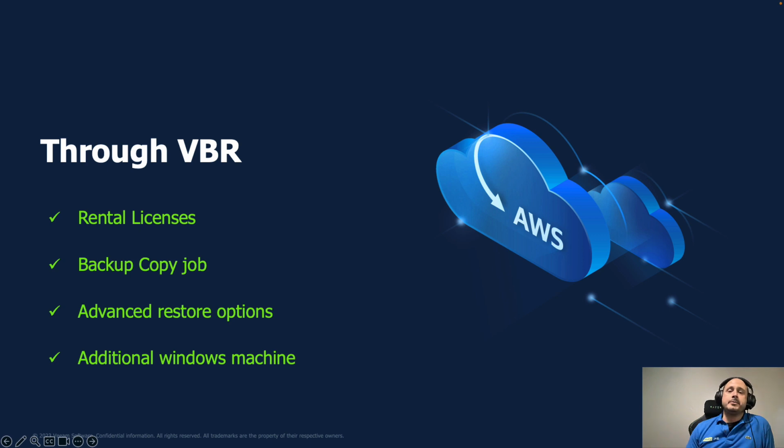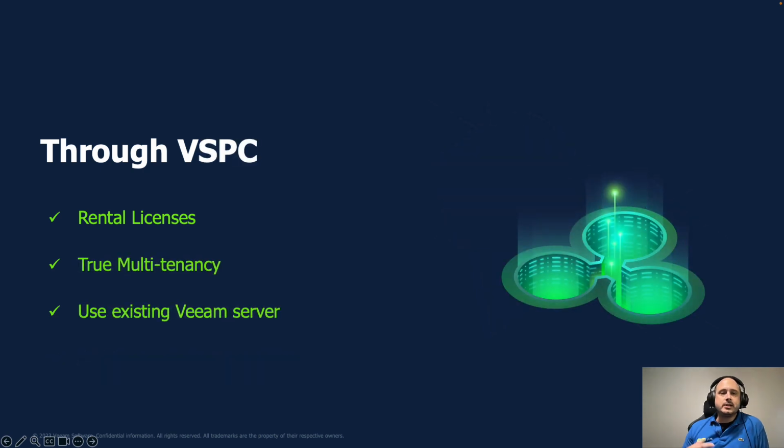You've also got the ability to restore to, say, Azure, AWS, right? So I can migrate these AWS workloads. On the downside, there is an additional VM. So, you have a Windows machine running backup and replication. You may not want those extra resources. That's why doing it through the service provider console is kind of that sweet spot.